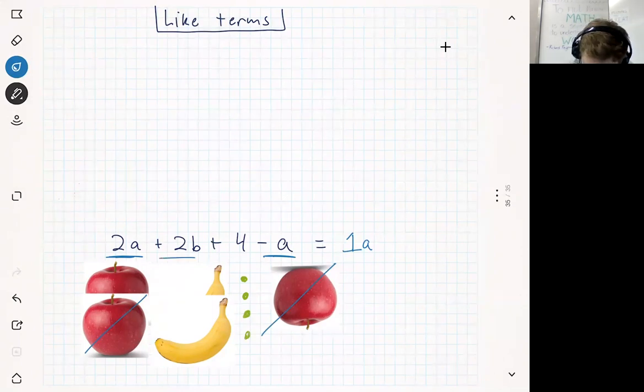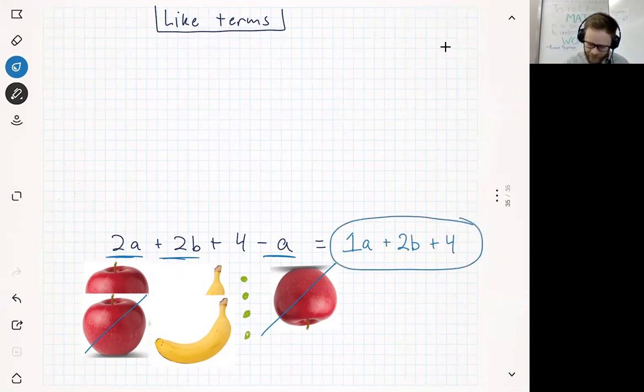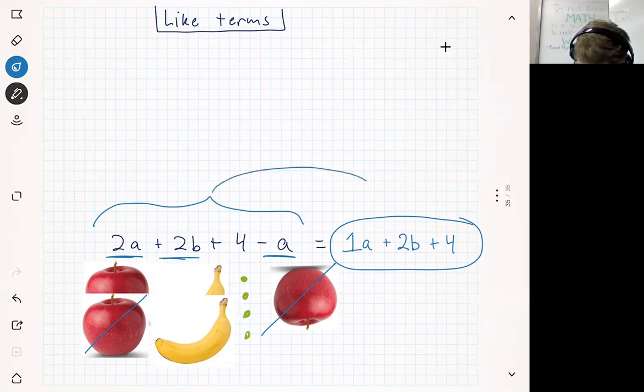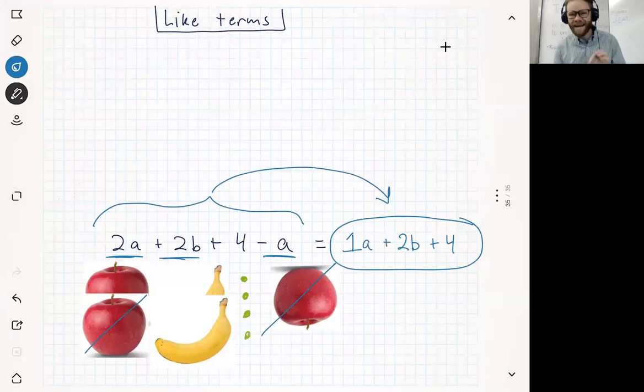Well, did we add any bananas to our 2 bananas or subtract any? Nope, we've still got 2 bananas. And then we've still got those 4 green dots. And so this right here is the simplification of this expression over here. So we simplified that expression, and we can rewrite it as that by combining like terms.